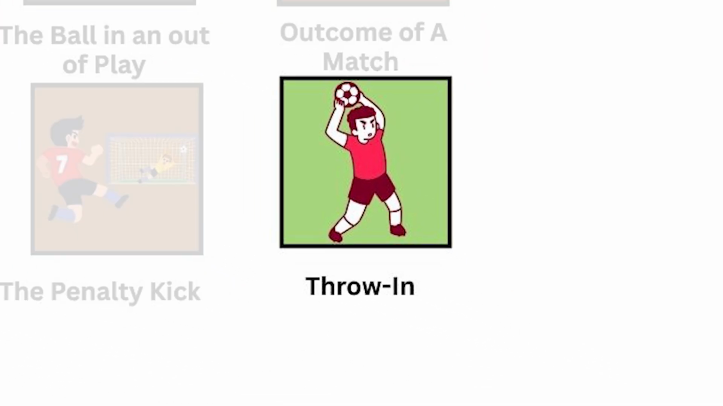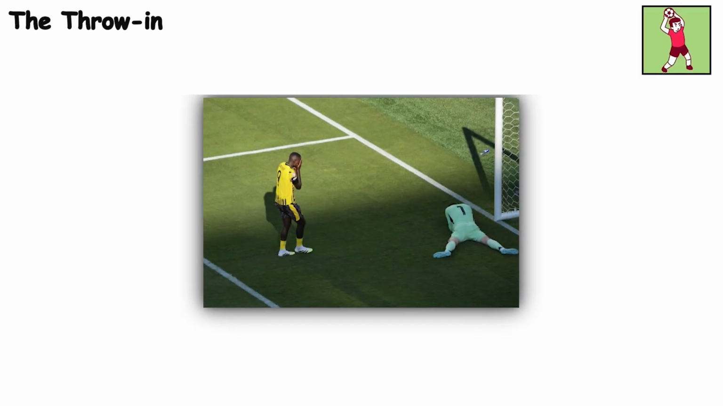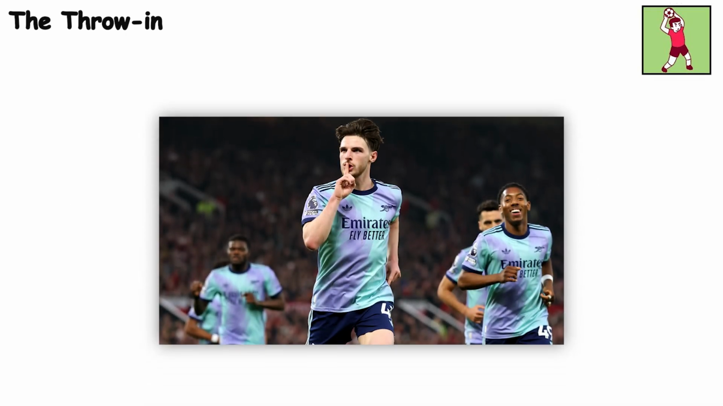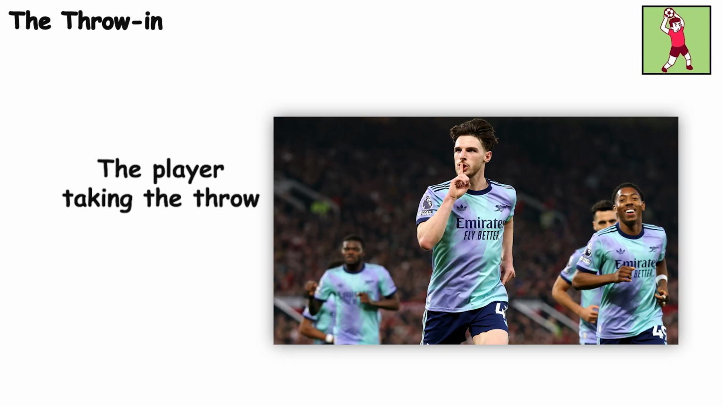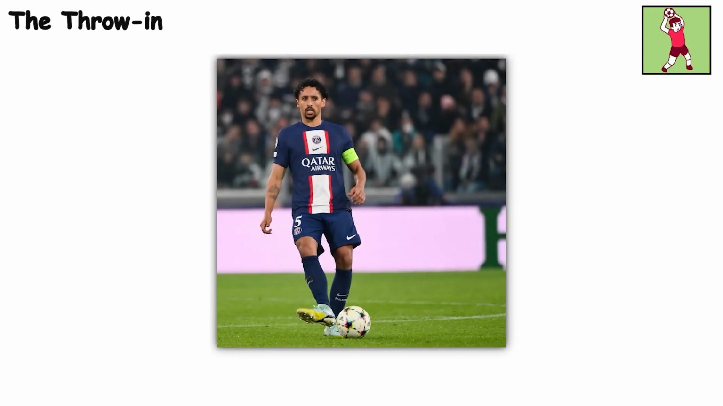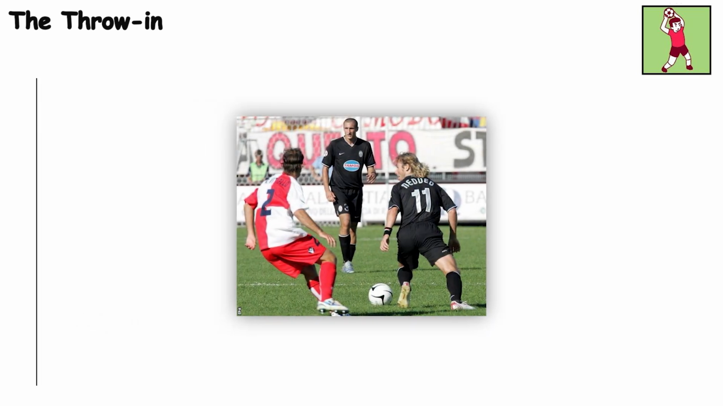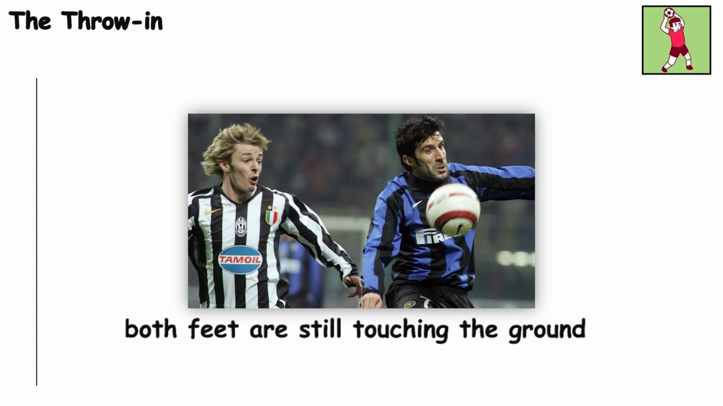Law 15. The throw-in. When the ball crosses a touchline, completely over the sideline, it is out of play, and a throw-in is awarded to the opponents of the player who last touched it. The throw-in is taken from the point where the ball left the field. The player taking the throw must face the field of play and stand with both feet on or behind the touchline. They use both hands to deliver the ball from behind and over the head in one continuous motion. The ball must be released while both feet are still touching the ground.